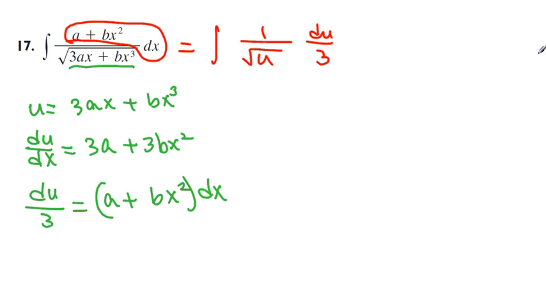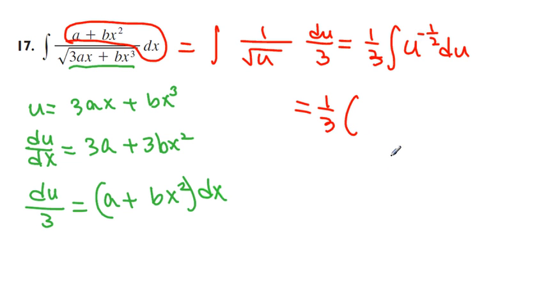Now, bringing 1/3 to the front, as we have done earlier. And here we can rewrite this one as u to the negative 1/2 power, and du. Then we can easily see that 1/3 and u to the 1/2 power over 1/2 by the reverse of the power rule, and plus c. We can put c here inside or outside, it doesn't really matter at this point, which will simplify into 2/3.